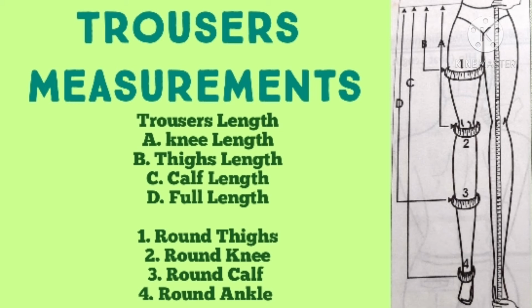Other measurements are, first, if you want to make a fitted trouser, you always need to know where you have to give the fitting. So we have to take the lengths from waist to knee, it would be knee length. From waist to thigh, it would be thigh length. From waist to calf, it would be calf length. And from waist to ankle, it is ankle length, but generally people even say full length.